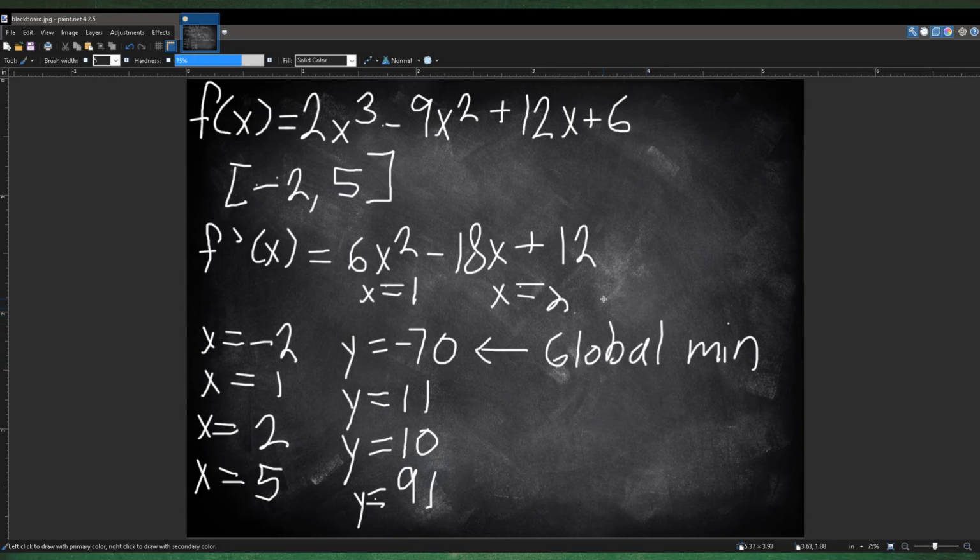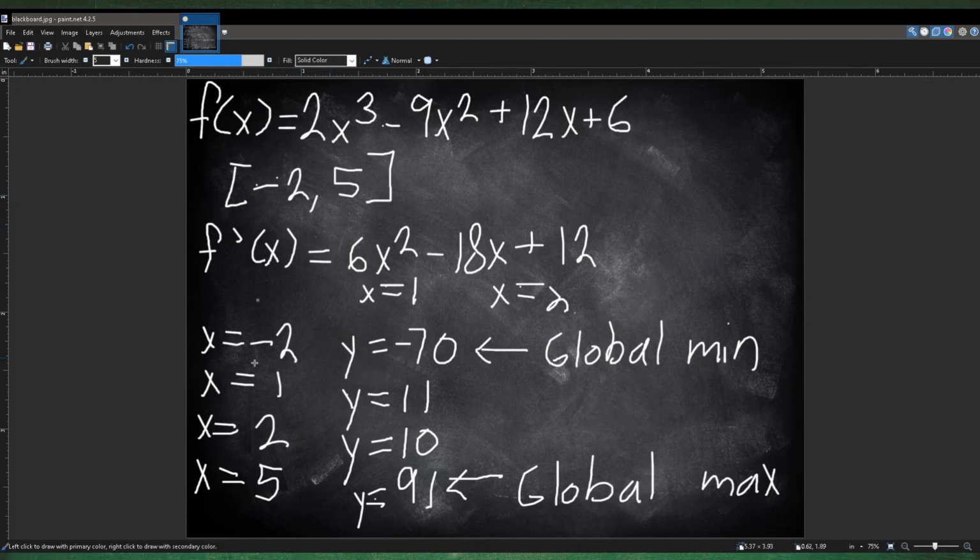Now, which one is the biggest value? Well, it's 91, right? Since this is the biggest value, it can be referred to as our global max. And that's basically all you have to do. If you ever want to find the max and mins of an equation, all you have to do is take the derivative and then find the zeros of those derivatives, the x-intercepts, and then list them all out.